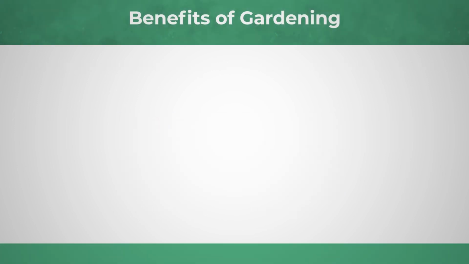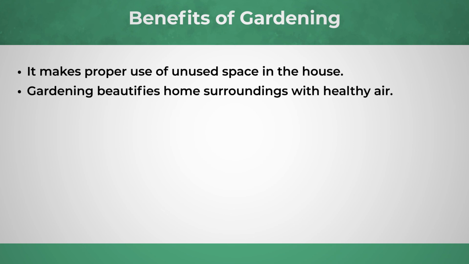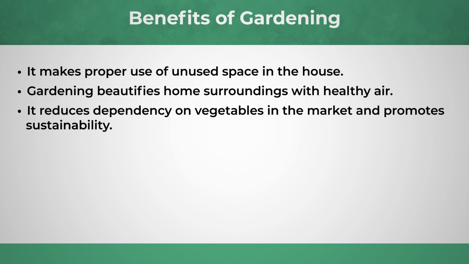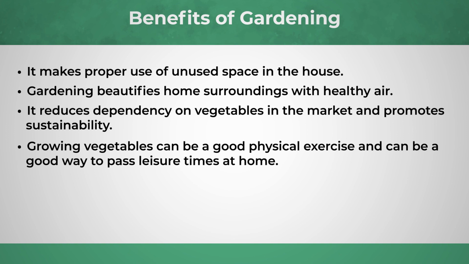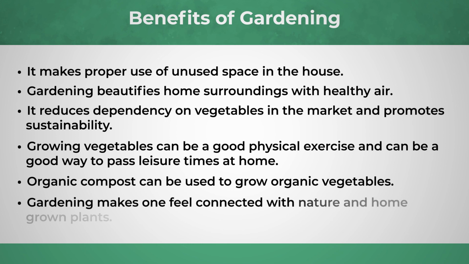Some benefits of gardening are: it makes proper use of unused space in the house. Gardening beautifies home surroundings with healthy air. It reduces dependency on vegetables in the market and promotes sustainability. Growing vegetables can be a good physical exercise and can be a good way to pass leisure time at home. Organic compost can be used to grow organic vegetables. Gardening makes one feel connected with nature and homegrown plants.